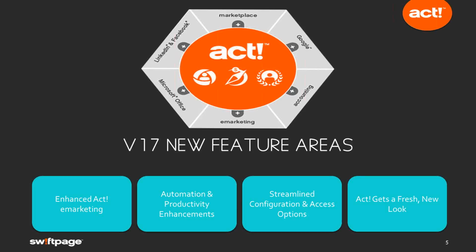In terms of what's new in version 17, they've really broken this into 4 categories. The e-marketing: several versions ago they had the SwiftPage e-marketing, and they've released a new product and rebranded it as ACT e-marketing, and they've included that product in the database now. And actually, if you want to, you can choose either to use ACT e-marketing or SwiftPage e-marketing. It's up to you.